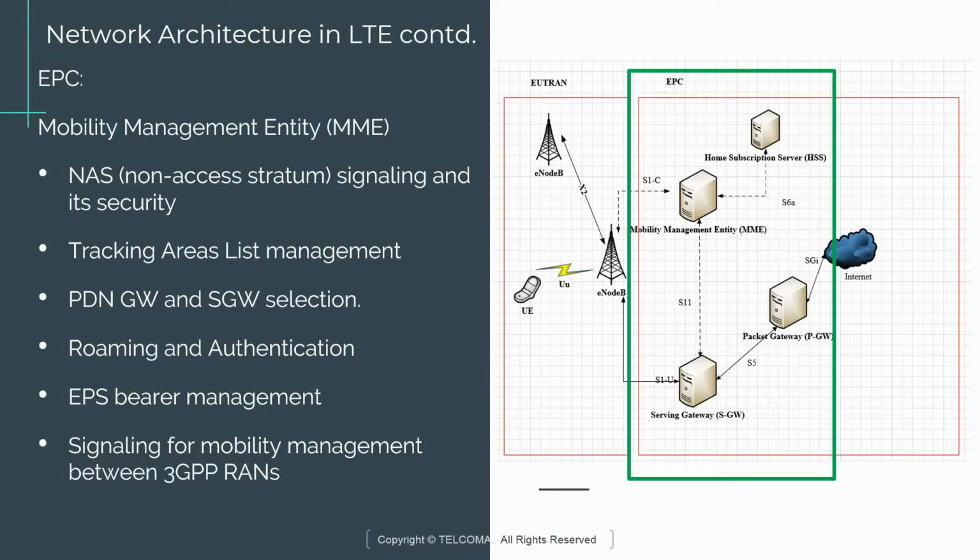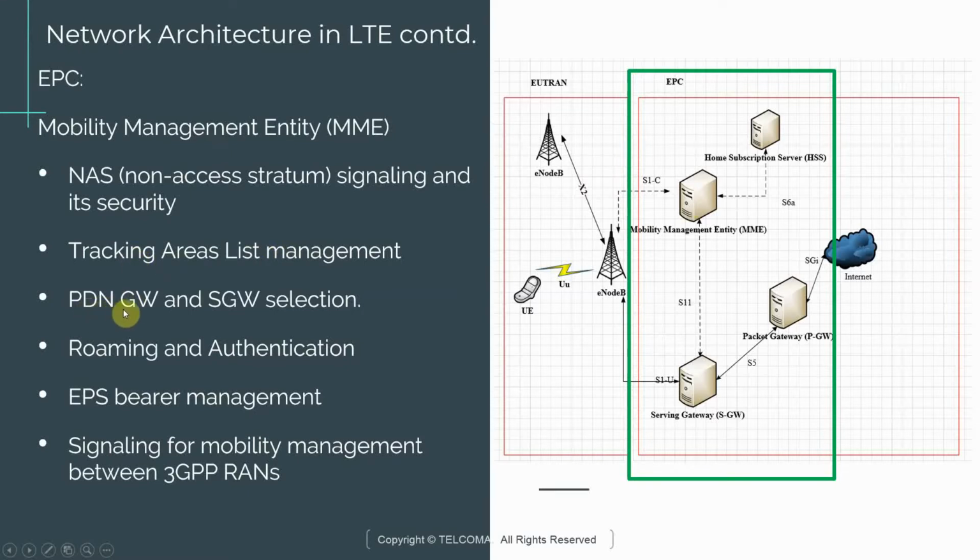MME is also responsible for tracking area list management. So, okay, let's first understand what a tracking area is. You can have multiple E-UTRANs within your network. A given E-UTRAN is identified by a tracking area code that is specific to that E-UTRAN. It is the responsibility of the MME to keep track of all the tracking area codes within a given network. So that's why we say it's responsible for the management of the tracking area list.